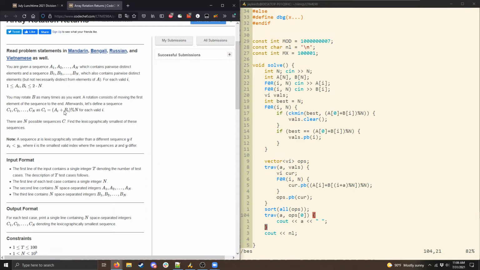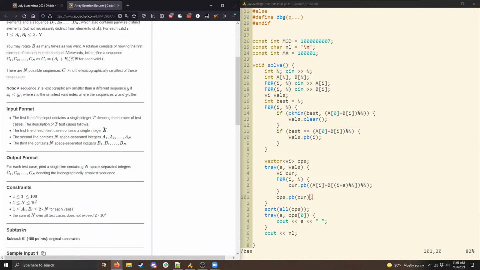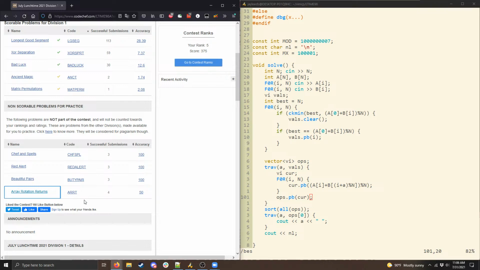Hello World asks, will that sort work for strings as well? Yep, totally will. Same exact method works for strings. Okay, so that's all for array rotation returns.